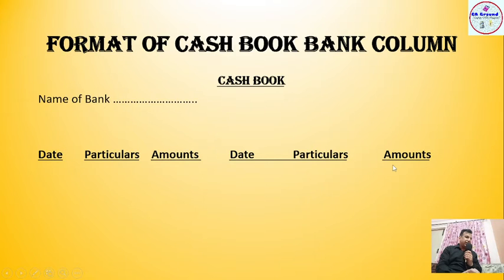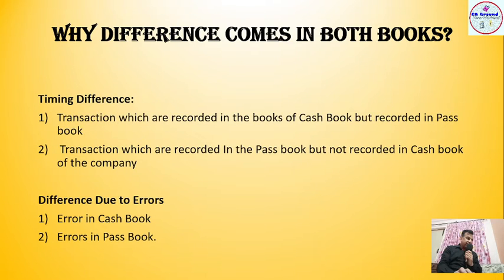That means if you are paying 3,000, your balance is 2,000. So this is the format of the cash book balance or bank column. Okay, so let's go to the next.